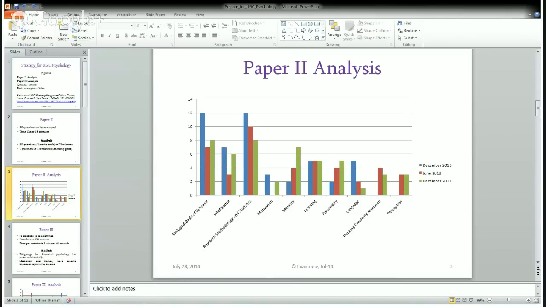Then you have the subtopic on intelligence. And finally, research methodology. In December 2013, there were around 12 questions from research methodology and 12 questions from biological basis of behavior, which makes it a substantially good section. So for paper 2, these 3 topics are very important to prepare, and besides that there is an equal distribution of questions from all the remaining topics.